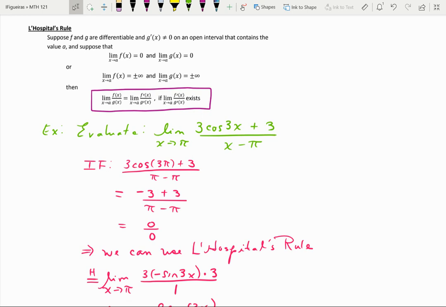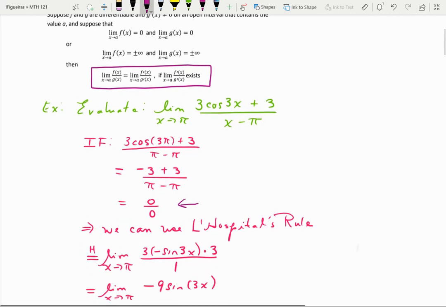By doing direct substitution, I'm plugging in pi for x. So I get 3 cosine of 3 pi plus 3 over pi minus pi. Cosine of 3 pi is -1, so I'm left with -3 plus 3 over pi minus pi. When you simplify, you get the indeterminate form of 0/0. This is not an answer. This is just proving that now you can apply L'Hopital's rule.